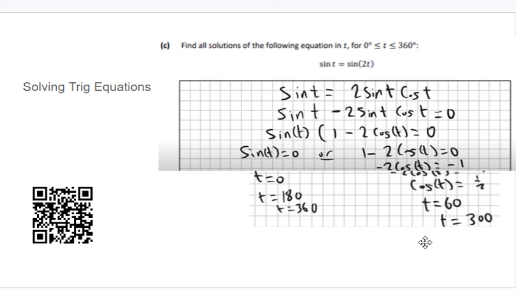So you have to go to your CAST diagram and see which sections cos is positive in. It'll be positive in the first and the fourth quadrant. So that wasn't too bad a question, and again there's a link there if you want to look through it.